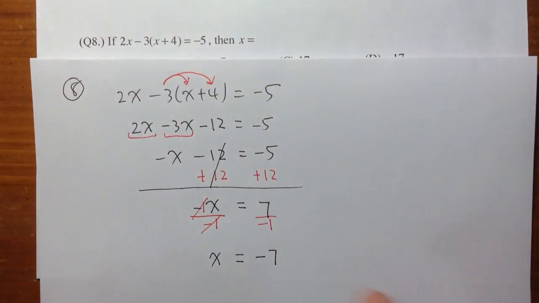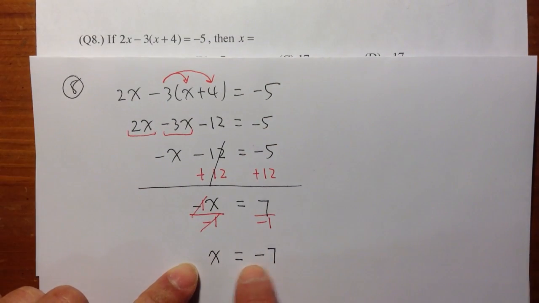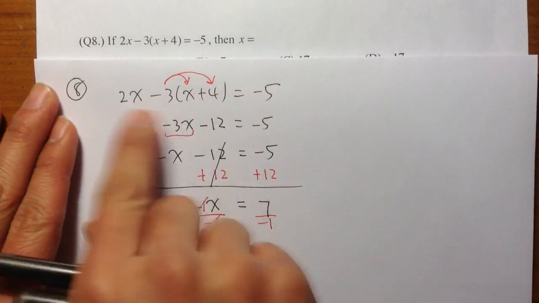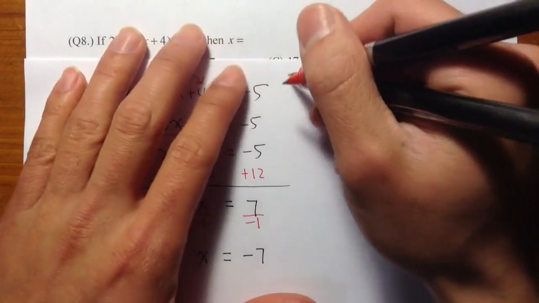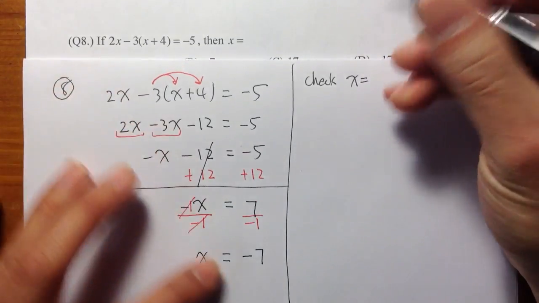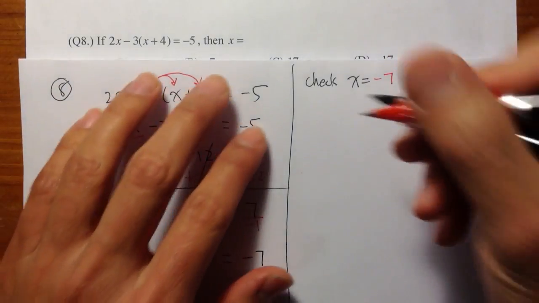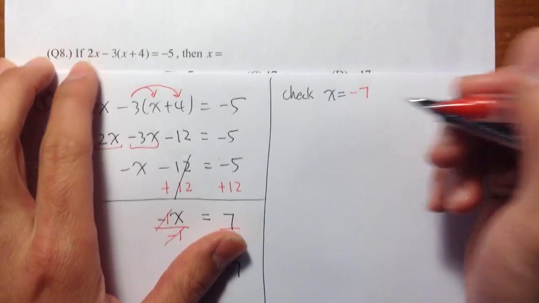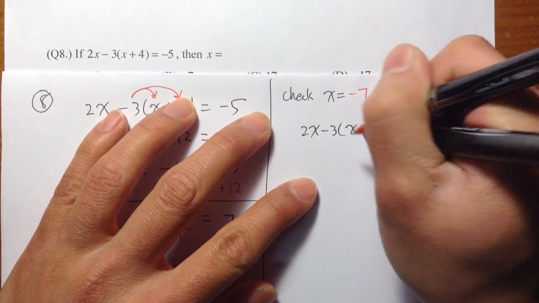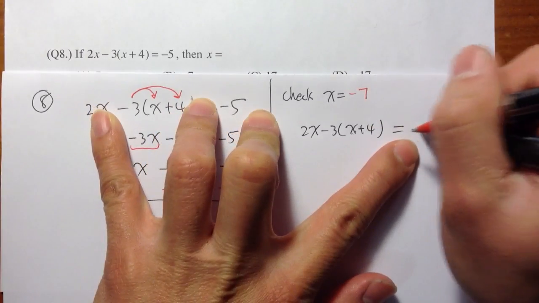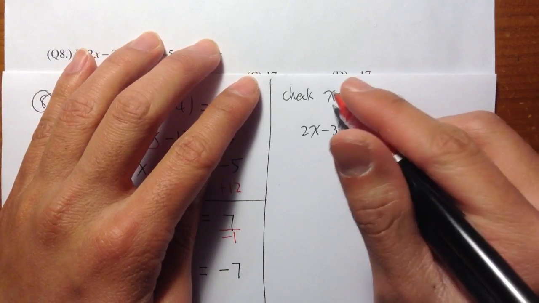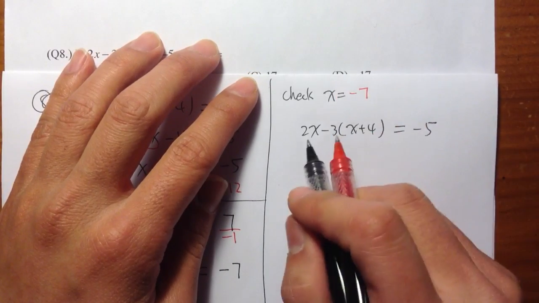So this is our work, and we are saying that if x is equal to negative 7, when we plug negative 7 into this equation, it will make this true. So let me do the check. Check if x is equal to negative 7. Originally, I'm looking at the original equation: 2x minus 3(x plus 4) equals negative 5. I'm going to substitute negative 7 for x.